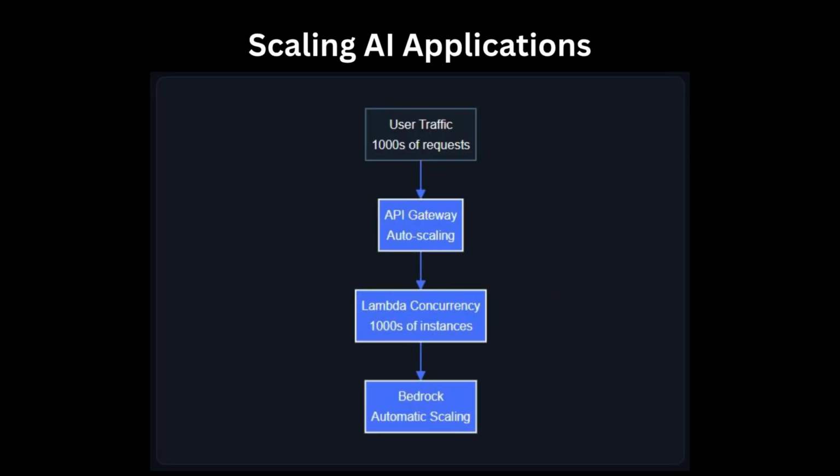Scaling AI applications. Amazon Bedrock supports automatic scaling. API Gateway handles incoming requests, Lambda scales to thousands of concurrent executions, and Bedrock scales inference automatically. This serverless architecture eliminates the need for capacity planning and ensures that applications can handle traffic spikes efficiently.